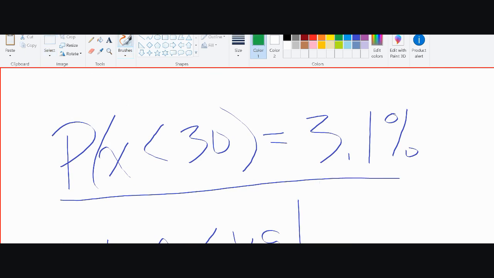So to recap, we calculated the z-score. We used the z-score in the standard normal table to find the p-value, which is our probability. And then we determined that it was unusual because 3 is less than 5. And any probability less than 5 we would consider unusual.